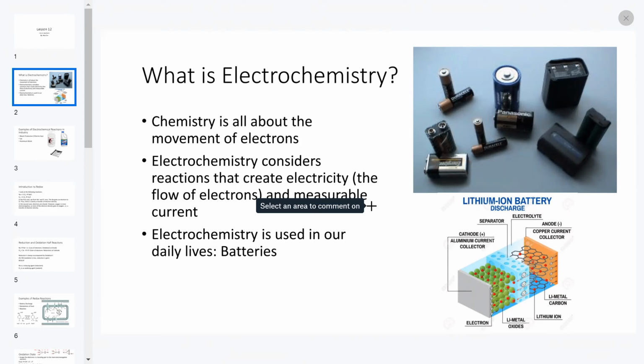Okay, so today in this lecture, what we want to do is understand how these reactions work and calculate some voltages based on that. So, for example, how do we calculate the voltage of a battery?